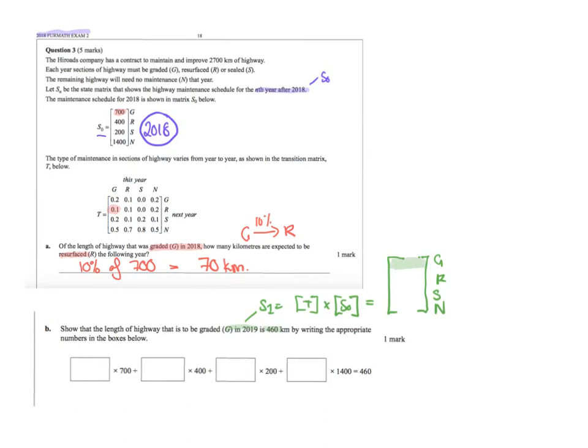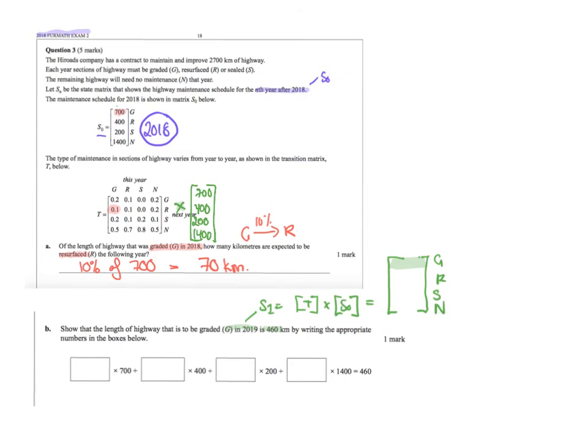But they've asked you to show how that was worked out. So there is where you're getting caught out. You need to know how to manually multiply. So I'm going to pop it over here. I would have been doing it here, the transition, and it would have been times this S0, which is this one here. So, all right, 700, 400, 200, and 1400.